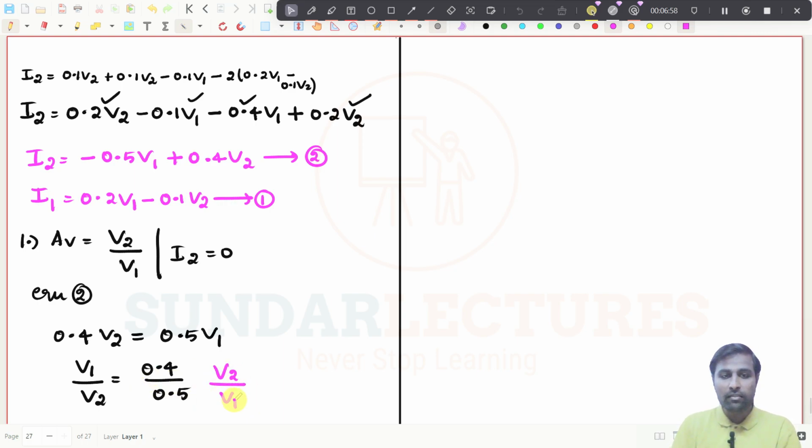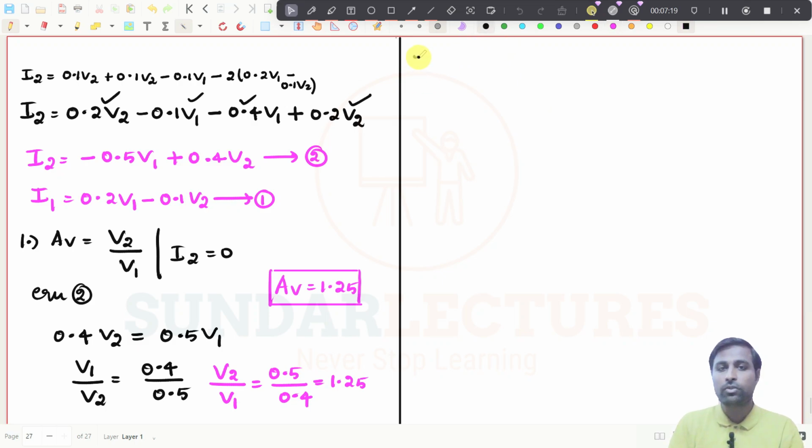So V2 by V1, what will you get? You will get 0.5 divided by 0.4 and then this value will be 1.25. See, try to understand what is the value of AV now. We have found it to be 1.25. So this is the final answer for AV.